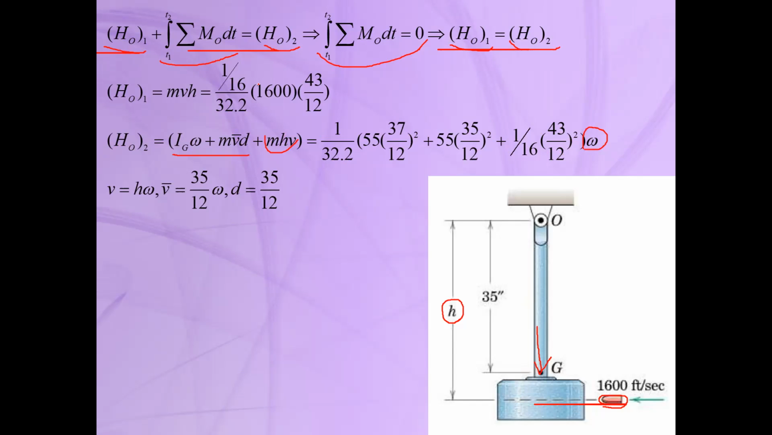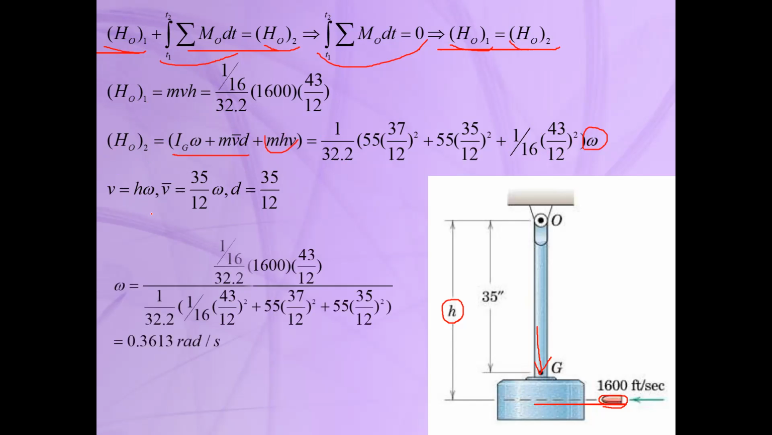So HO1 and HO2 must be equal. So we can substitute and find that omega is equal to 0.3613.